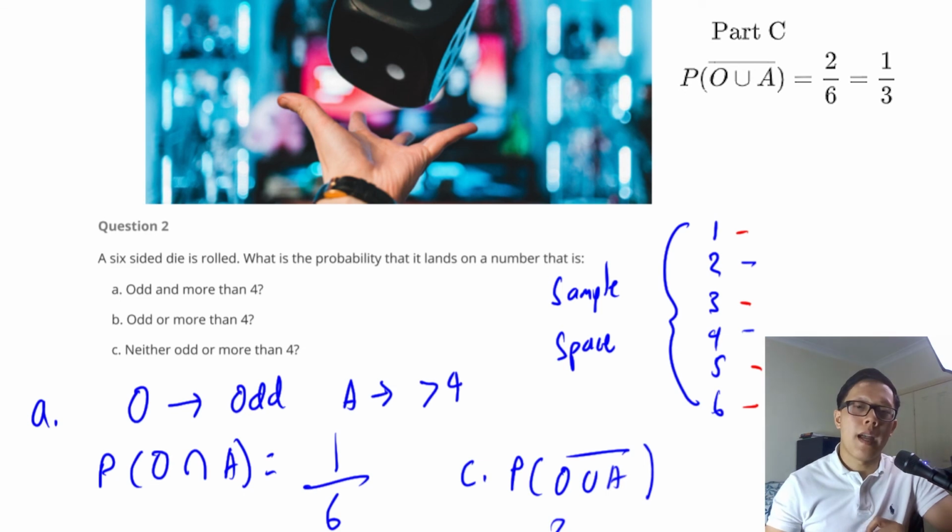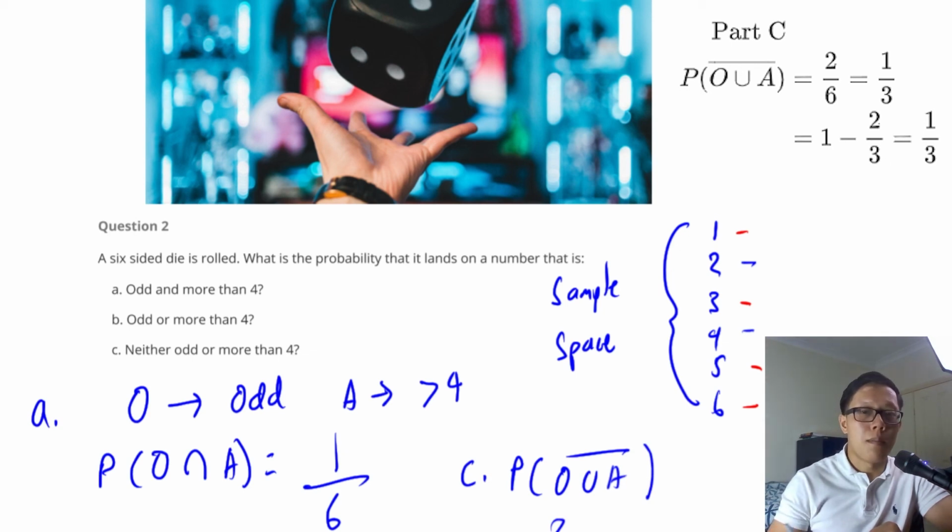But if we remember our definition, this event is the complement of the event we had in part B. So we could have simply done 1 minus 2 on 3, which would have given us the same answer, because 2 on 6 is also 1 on 3.